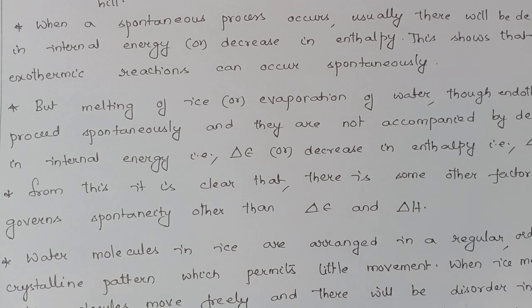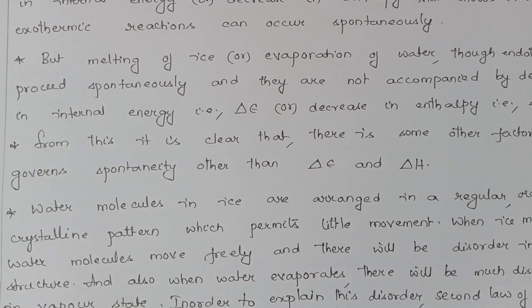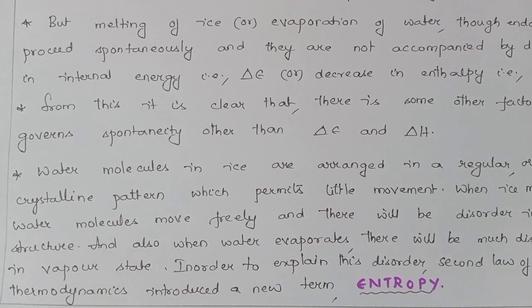Now this disorder, an orderly structure converting into a disorderly structure. In order to explain this disorder, a new term is introduced by the second law of thermodynamics, which we call entropy, students. This is the other factor which governs the spontaneity other than internal energy and enthalpy. So this is the point here, students. You can write it down in your notebooks. I will write the last sentence for you.